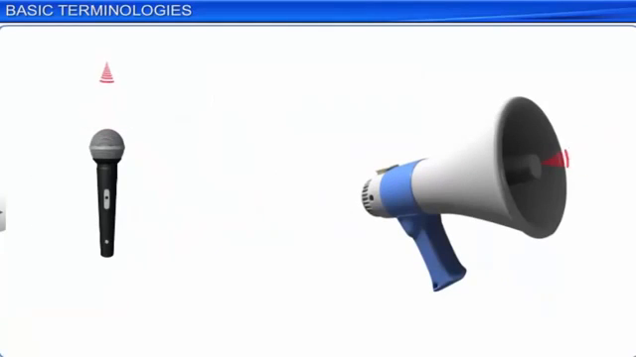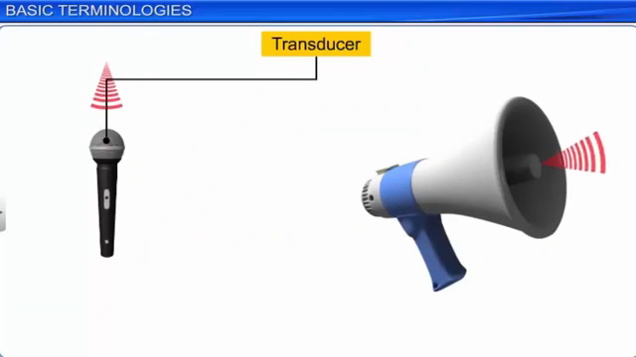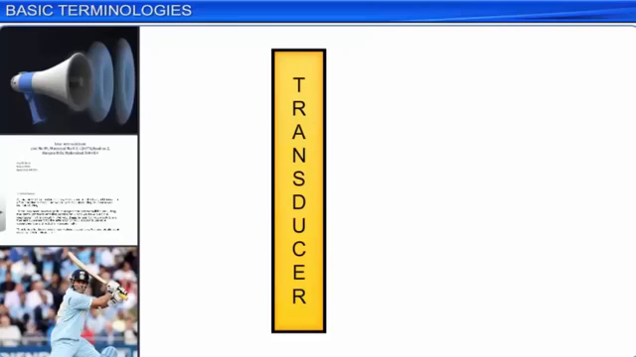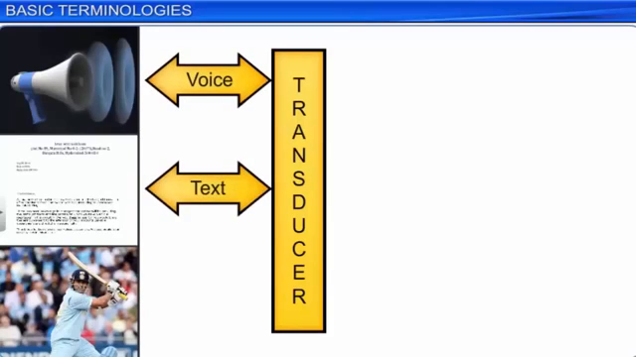This is done by a device called the transducer. At the transmitter, the sound energy of the message signal is converted into electrical energy by a transducer. The electrical energy of the received signal is converted back into sound energy at the receiver by another transducer. Thus, a transducer is a device that converts one form of energy or information into another form. In communication systems, transducers normally convert voice, text, images, and videos into electrical signals and vice versa.